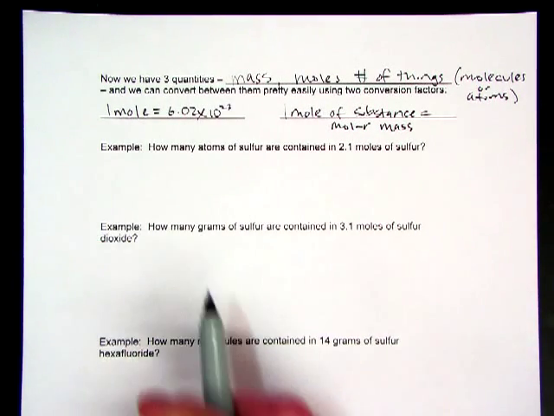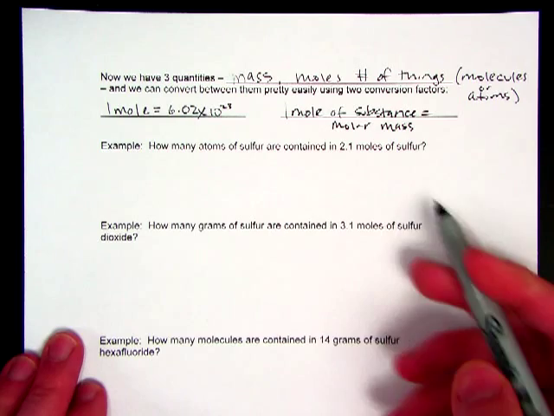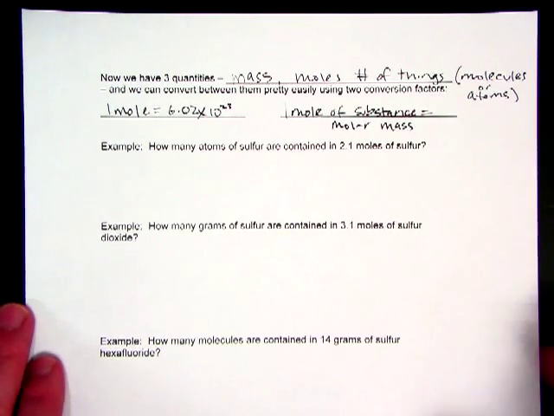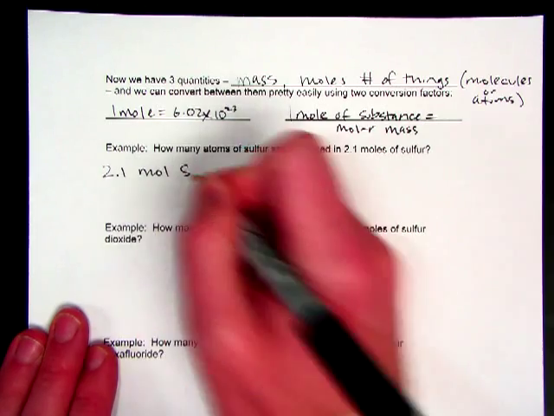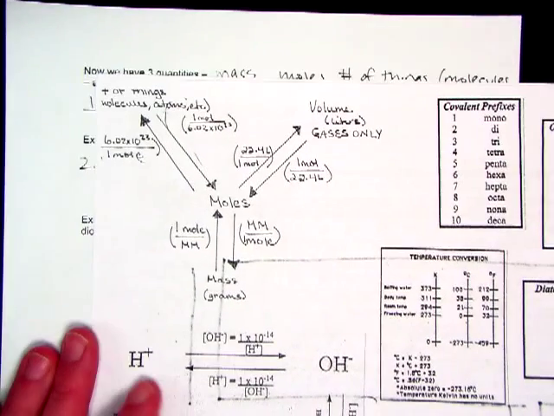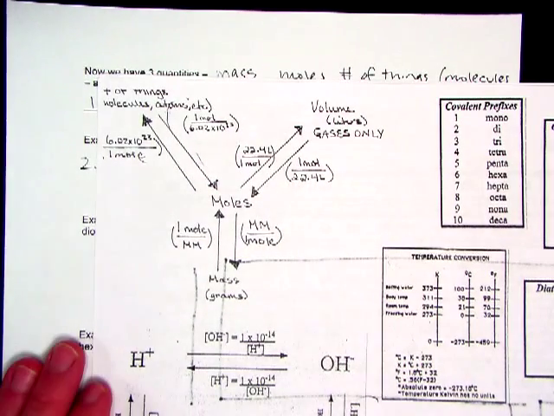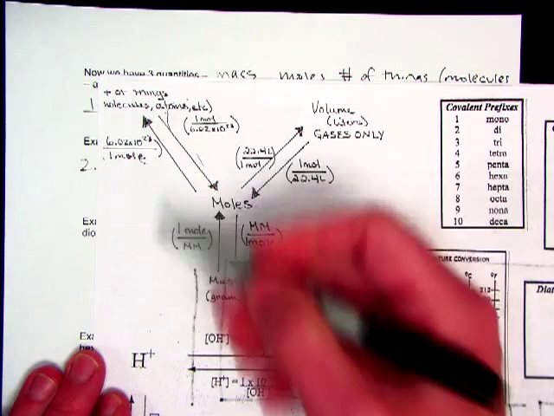The common questions look like this: how many atoms of sulfur are contained in 2.1 moles of sulfur? For a conversion problem, you always write down what you're given first, which is 2.1 moles of sulfur. And now inside your folder, this is your best friend. From now on, you will always use this, which is called a mole wheel.